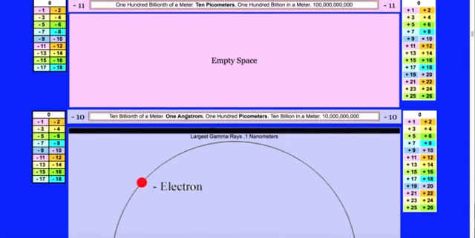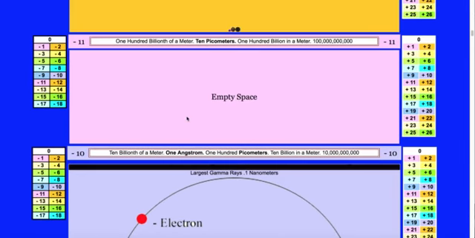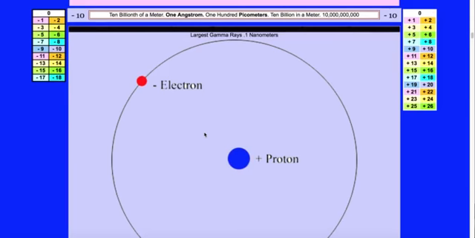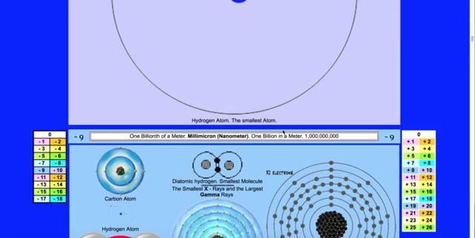And that's how much space there is between the nucleus and where the electron goes around. Most of the atom is empty. If the nucleus was the size of your fist or a tennis ball, the electron would be going around the outer edges of a football stadium. So here you go, -10, the electron and the proton, and now as big as the largest gamma rays.